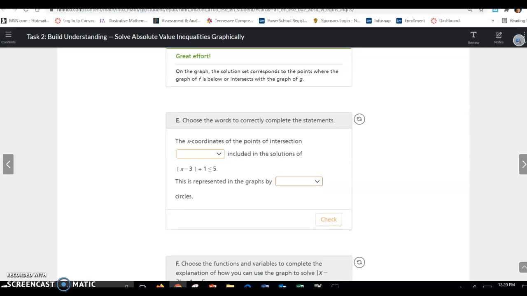All right, choose the words to correctly complete the statements. The x-coordinates of the points of intersection are included in the solutions of this. This is represented in the graph by closed circles. And again, that's because this is less than or equal to. That means the x-coordinates are part of the solution.